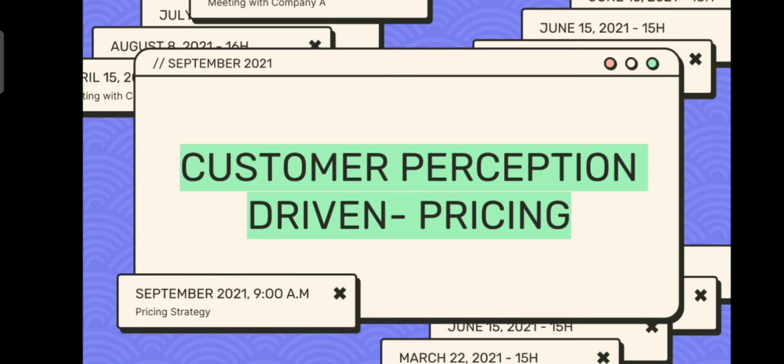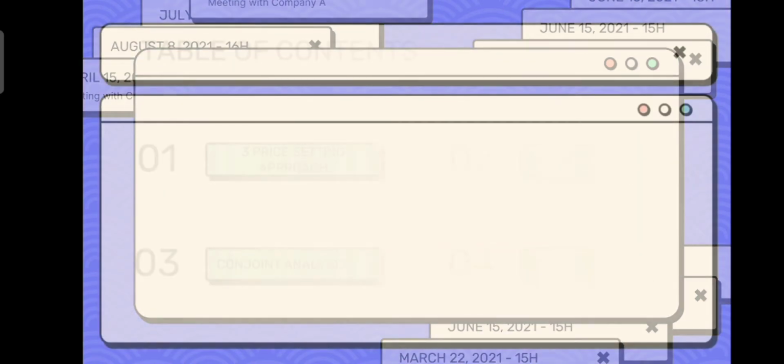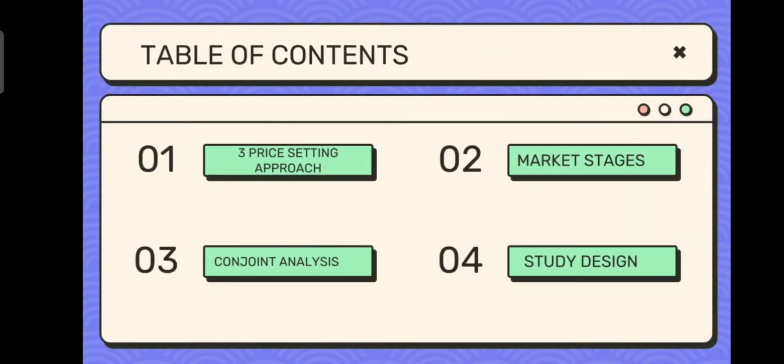And here are our four topics for today: price setting approach, market stages, conjoint analysis, and study design.